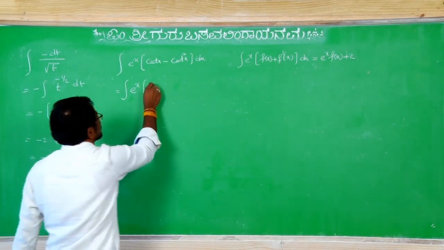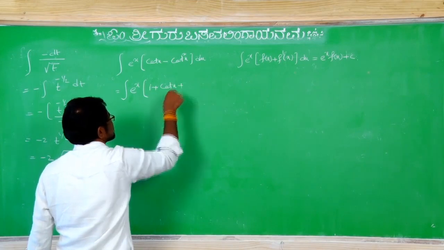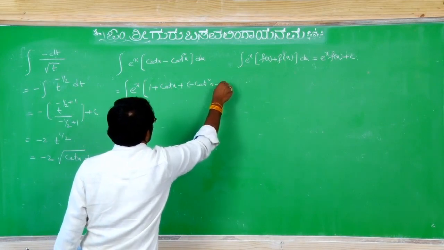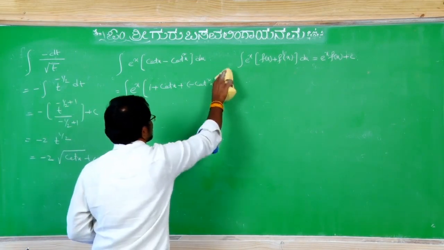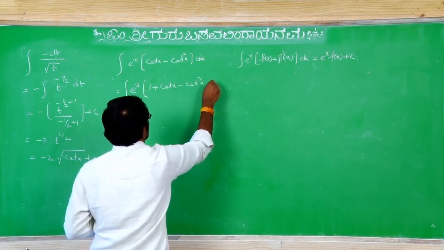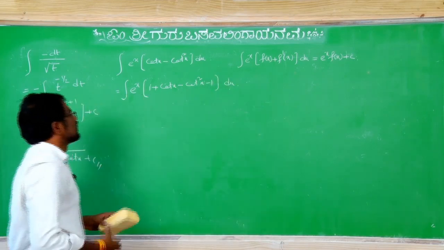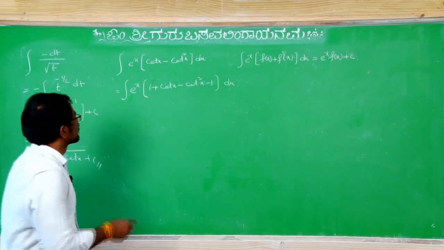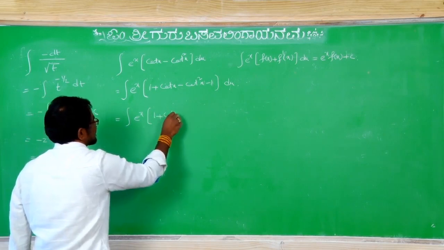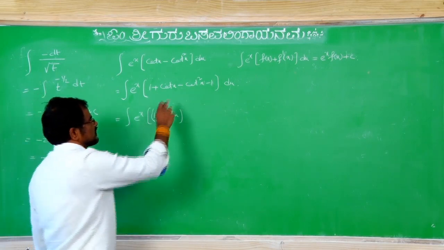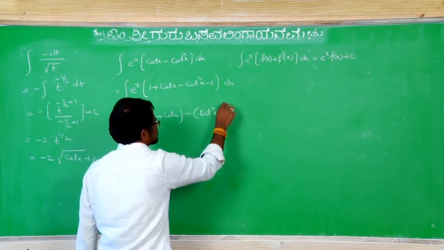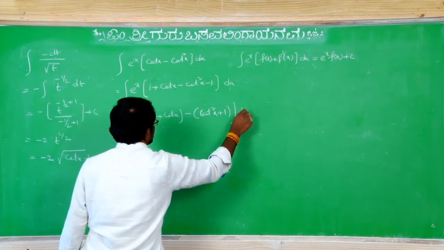So that's why add 1 plus cot x, and minus cot square x, and here plus 1, adding and subtracting. So here I will take as minus 1. Like this, one more step: minus cot square x minus 1 into dx, adding and subtracting. That is equal to integration of e power x, 1 plus cot x as the first term, one function. In these two terms, if you take minus common, what will you get? Cot square x plus 1 into dx.